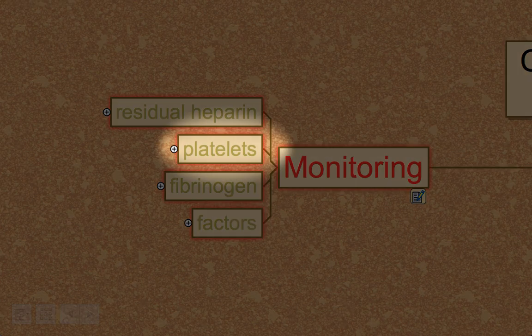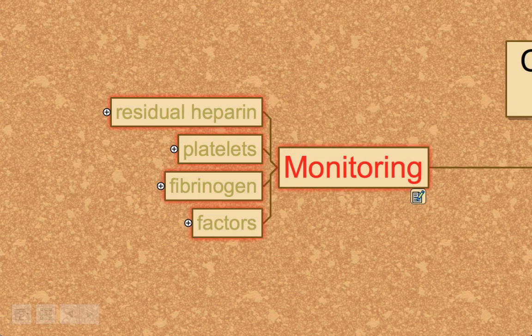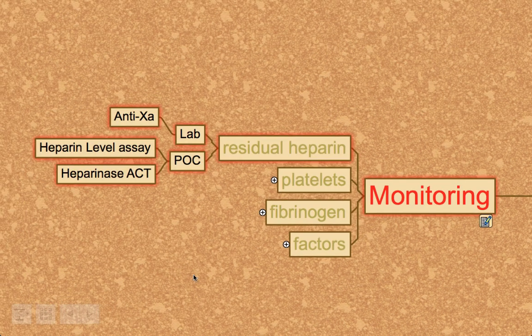Or perhaps there's a functional deficiency of the platelets or the clotting proteins, which may be specifically insufficient fibrinogen function or a more global factor deficiency. For each of these elements, there are laboratory tests and there are point-of-care tests.